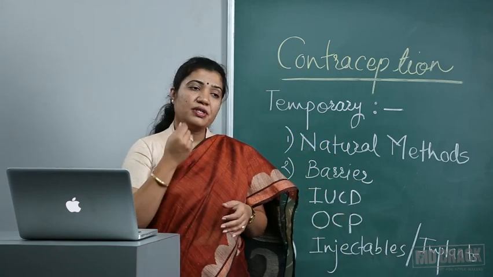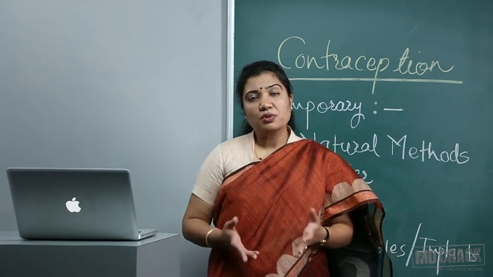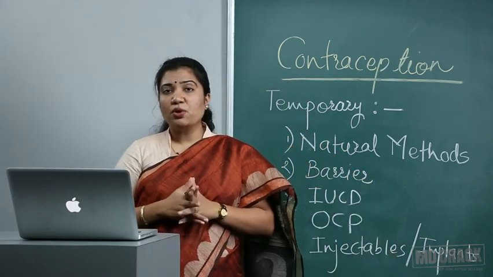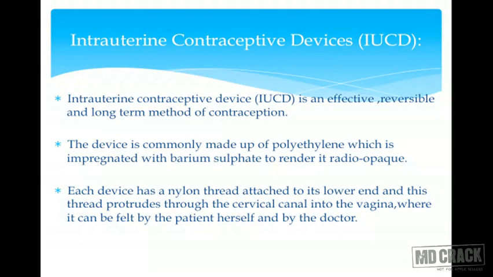We have to have some trace of this. Where is it? Whether it's there in the uterine cavity or has been expelled out. So it is made radio opaque so that on X-rays or on ultrasound it can be seen very nicely. Again, it has a nylon thread which peeps out of the cervical os, and a female can check, or the gynecologist can check whether the copper T is in place. Each device has a nylon thread attached to its lower end, and this thread protrudes through the cervical canal into the vagina where it can be felt or seen.